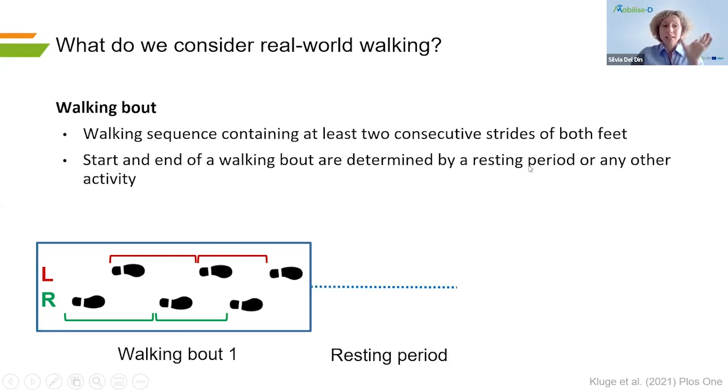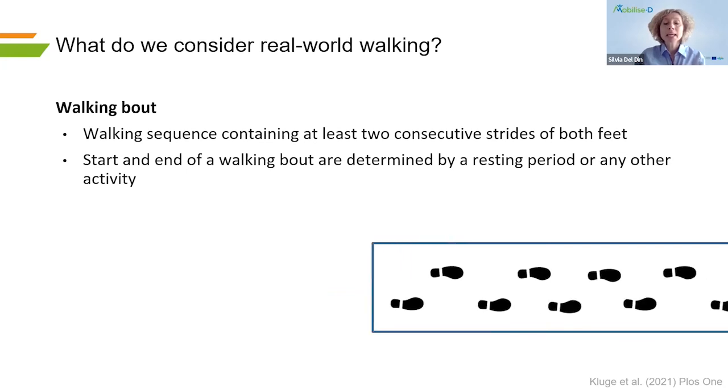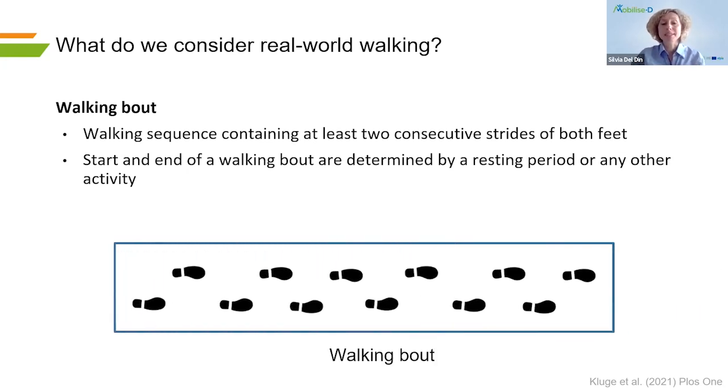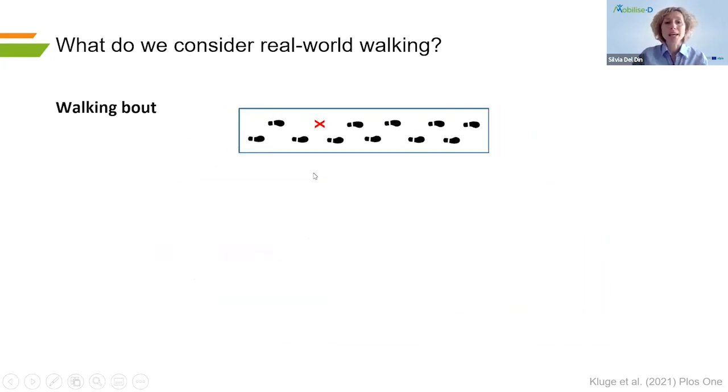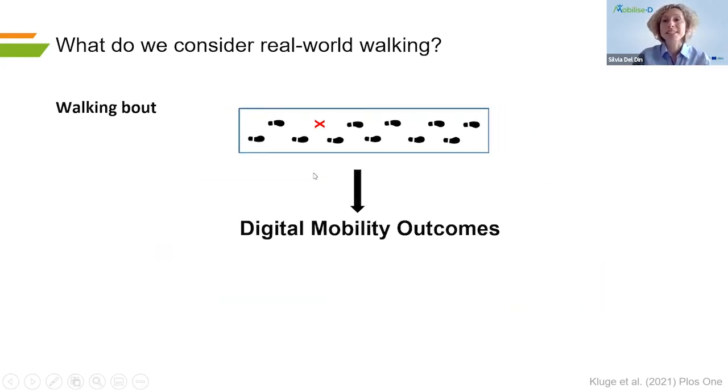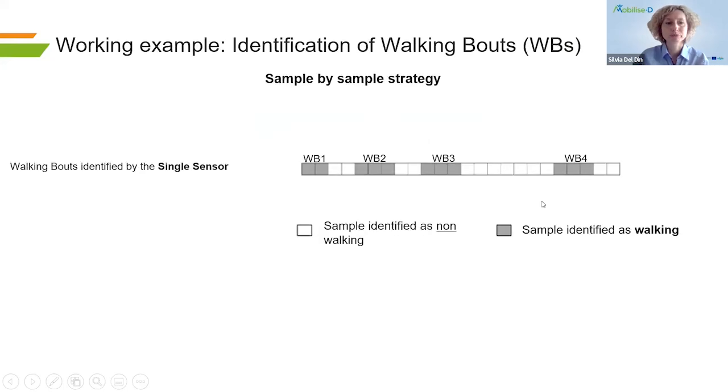We know that the start and the end of the walking bout are determined by a resting period or any other activity. And within a walking bout, we have specific criteria on, for example, stride length and stride time that allow us to identify or eliminate a specific stride within a walking bout. Once we do that, we have the possibility within each walking bout to extract and quantify our digital mobility outcomes, as I've shown you before.